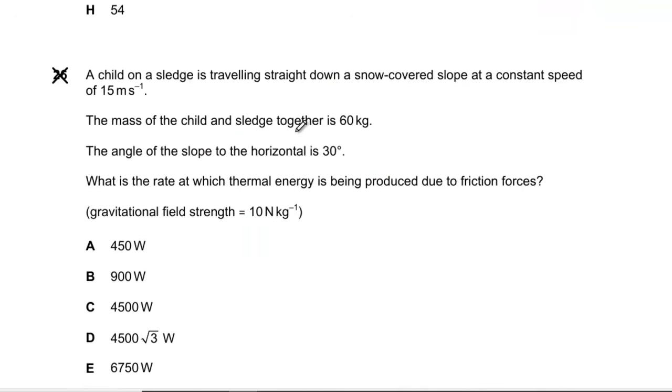Question 26. A child on a sledge is travelling straight down a snow-covered slope at a constant speed of 15 meters per second, 60 kilograms. Okay. The angle of the slope is 30 degrees. What is the rate at which thermal energy is being produced due to friction forces?